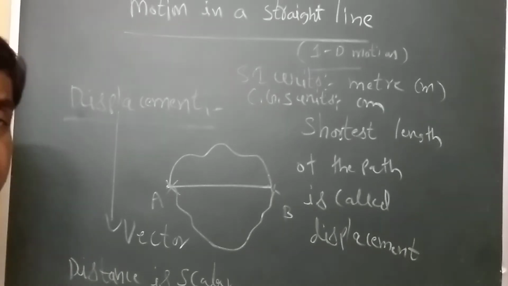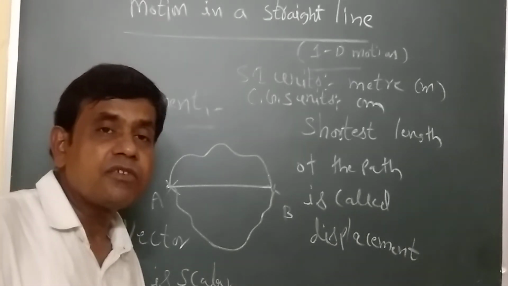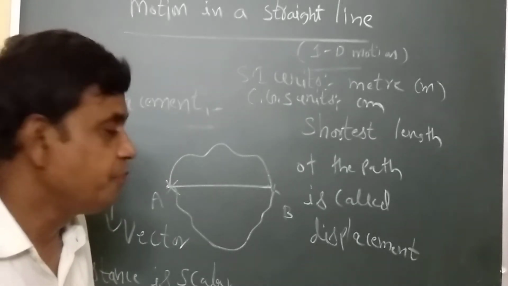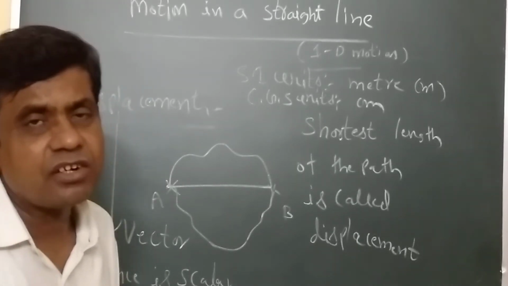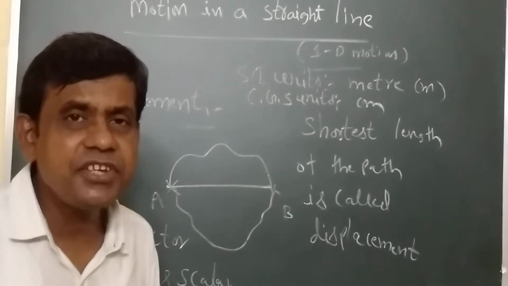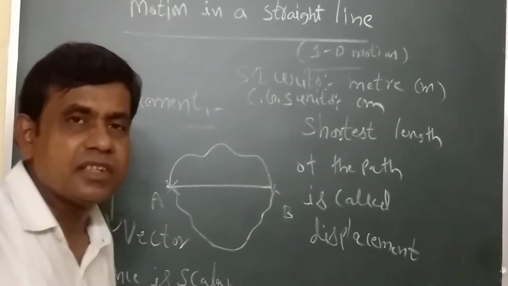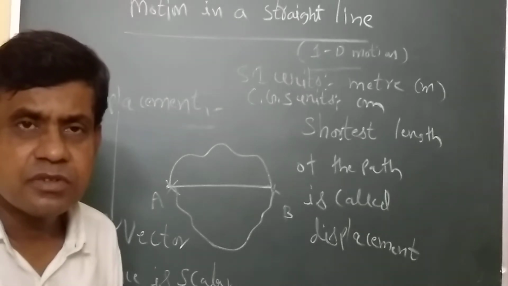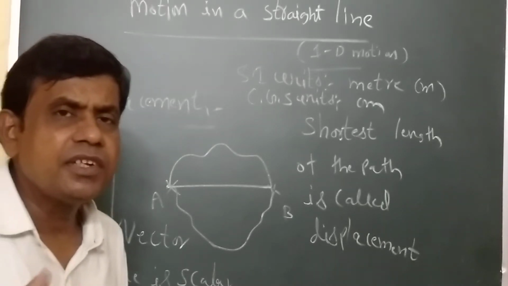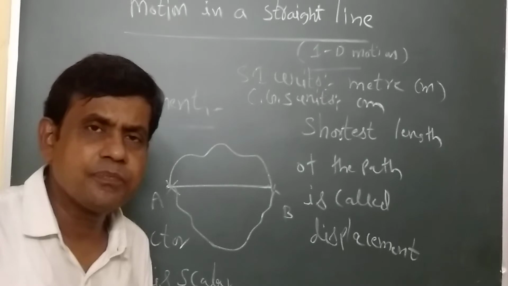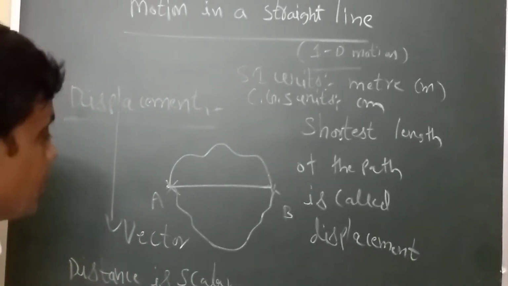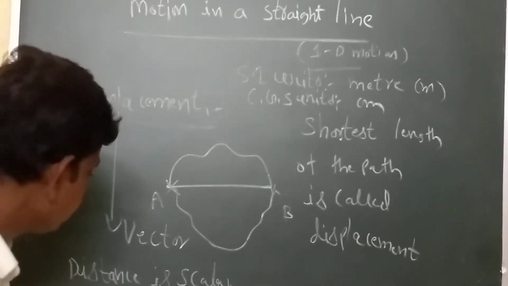What is a vector? A physical quantity having magnitude and direction, and also following vector algebra. Vector algebra means addition of vectors. That is called a vector. What is a scalar? A physical quantity having only magnitude, no direction, and it follows simple algebra. That is called a scalar.